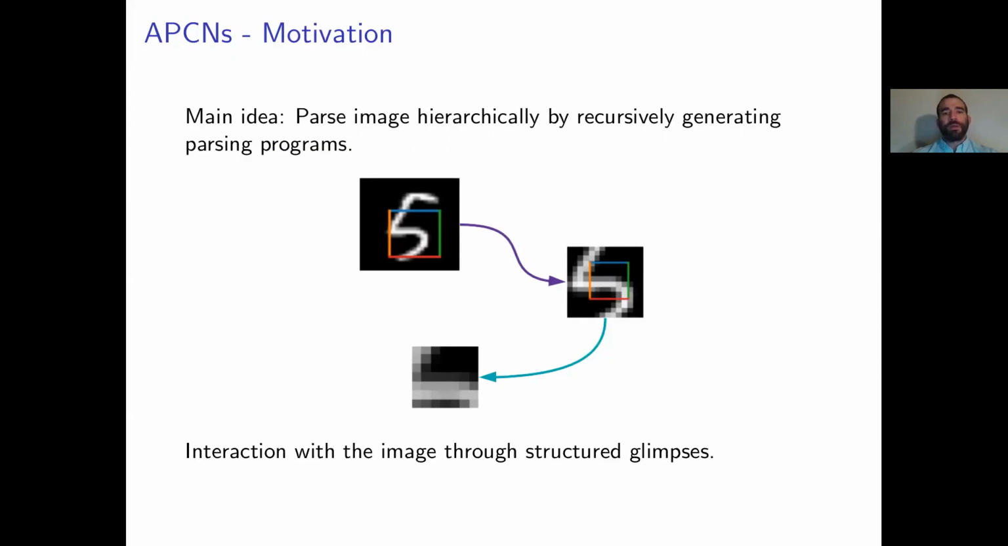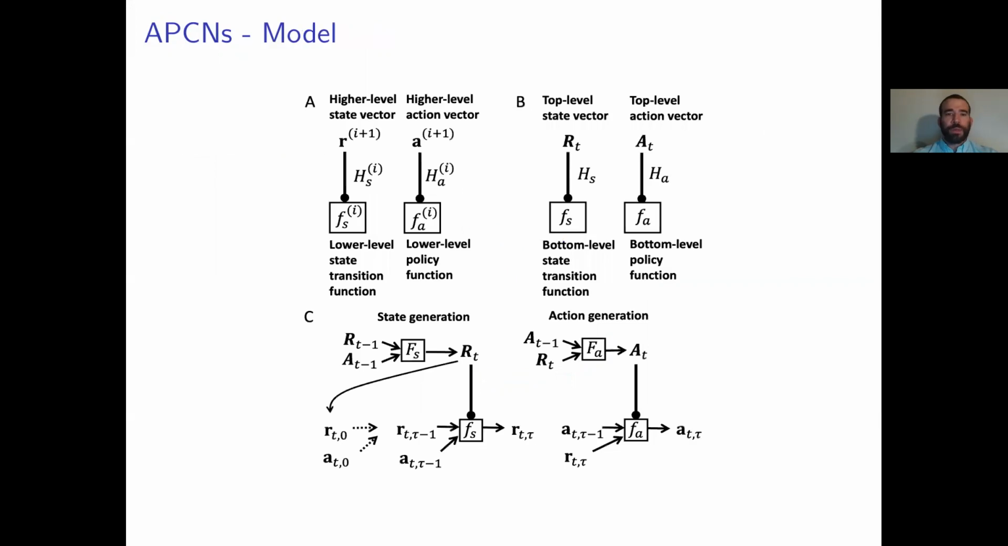Each such program interacts with the image via a series of glimpses and returns the knowledge that it has acquired to its parent program. APCNs are split into two subsystems. The state subsystem is tasked with integrating the knowledge about the image that is extracted by the glimpses. It is task agnostic and trained through predictive coding. The action subsystem is task dependent and chooses the glimpse locations, both top and bottom level, that are useful to the specific task. It is trained through reinforcement learning.